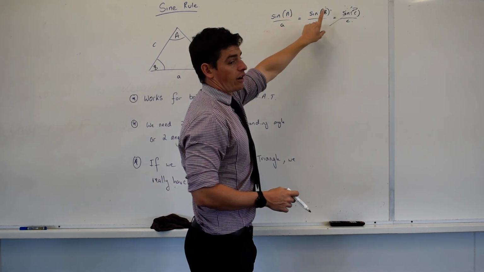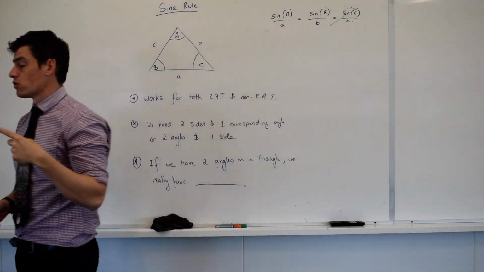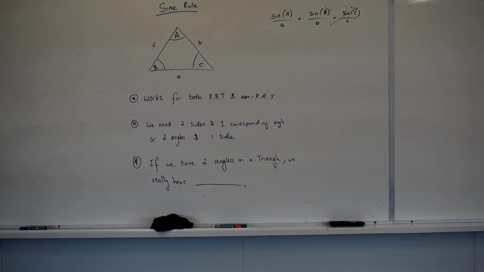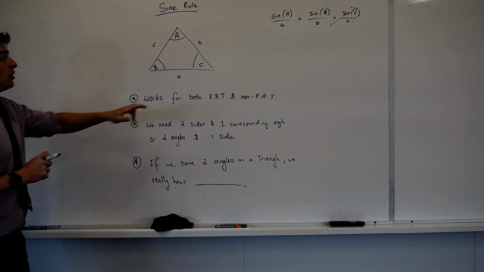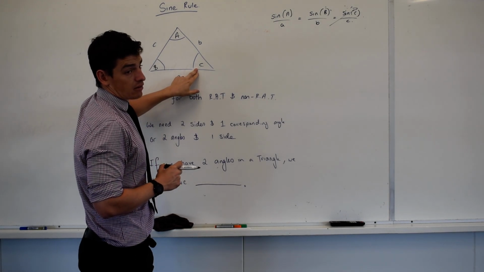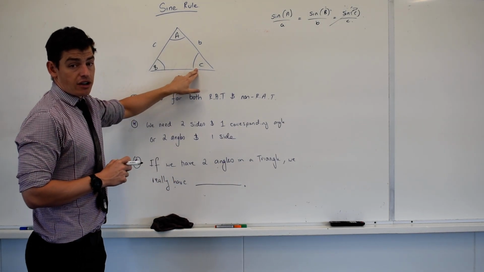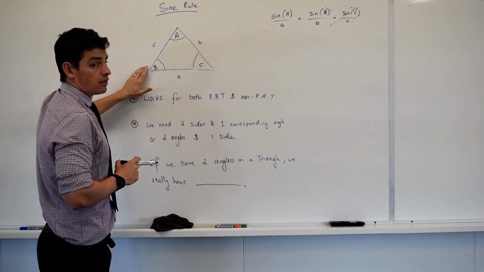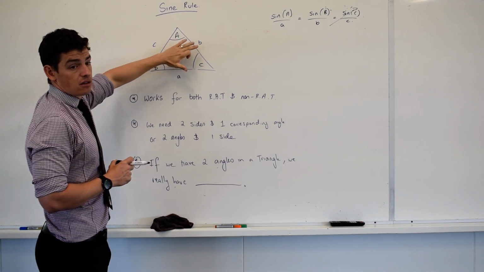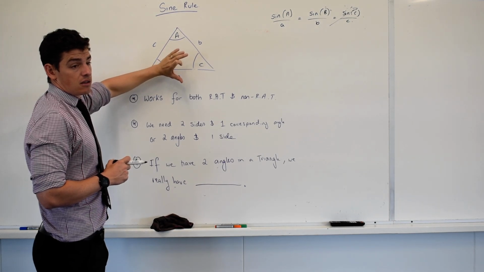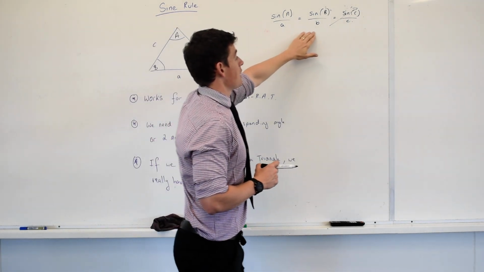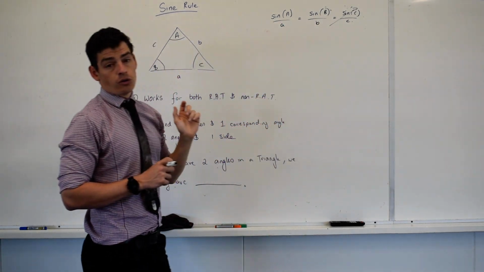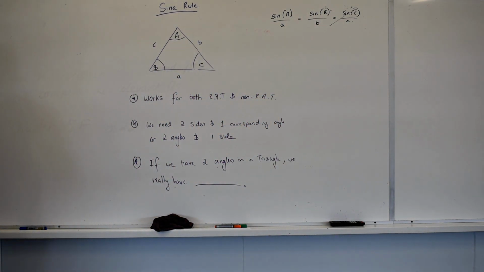Happy with that? For this to work, we need two sides and one angle because I need to have one unknown, correct? So I have two sides and one angle, and the angle must be corresponding. So if I've got side A and B, I can't have angle C. Does that make sense? When I say corresponding, I must have angle A or angle B if I've got these two sides. Because if I've got A, B and C, well I've still got two unknowns in my equation. Cool?